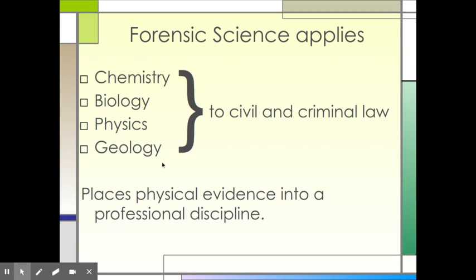Okay, but let's say that body's covered with different types of rocks that aren't native to where the body was found. So now you have a clue, a geologic clue, with all these different types of rocks that may or may not point you in a different direction or to the primary crime scene.